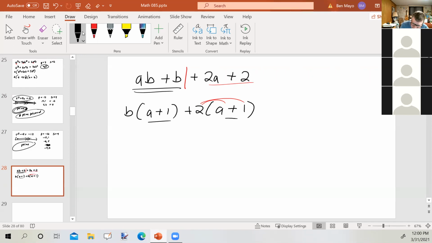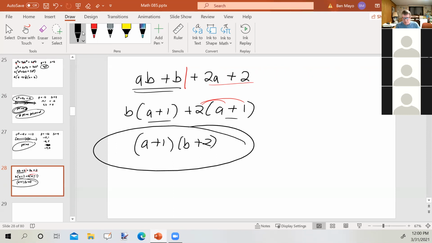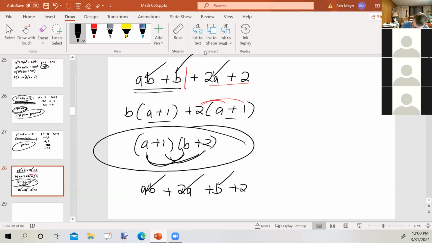So now the next step, taking out the greatest common factor and the leftovers, we get A plus 1 times B plus 2. Let's check our work. Let's FOIL them back together. AB plus 2A plus B plus 2. Let's see. AB, check. 2A, check. B, check. And 2, check. So there's the final answer.